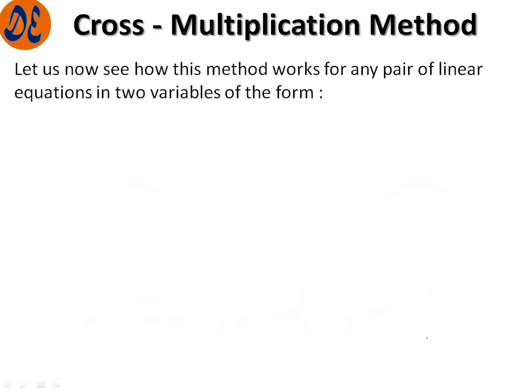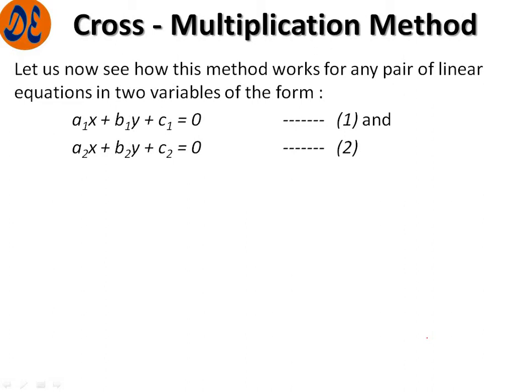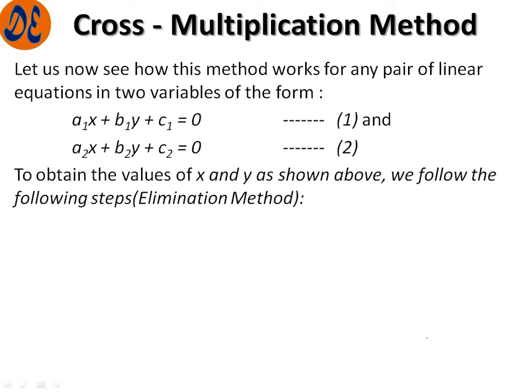Now how does it come? How is the formula derived? Let us see deriving this formula using the elimination method. The first equation, the second equation. As we know from the elimination method, we have to eliminate either x or y. Suppose we want to eliminate y to first obtain the value of x. Eliminating y means we multiply the first equation by b2, so it becomes b1 into b2, and we multiply the second by b1.